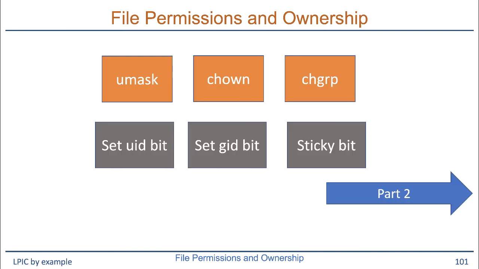Now I hope you're still with me. In the second part of this module, we'll have a look at umask, chown, chgrp, the set UID bit, the set group ID bit, and the sticky bit. But if you like, you can pause this video and try the following commands in a terminal.